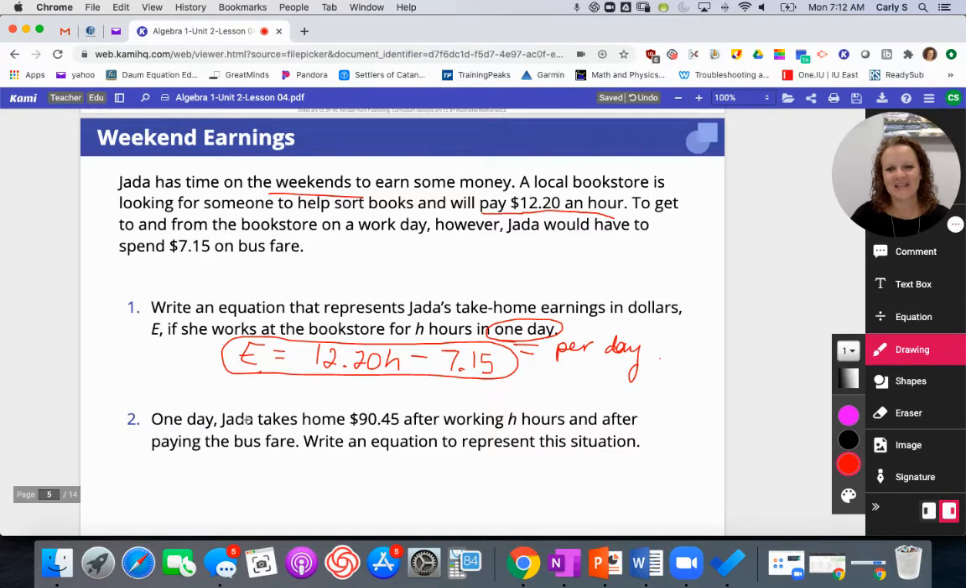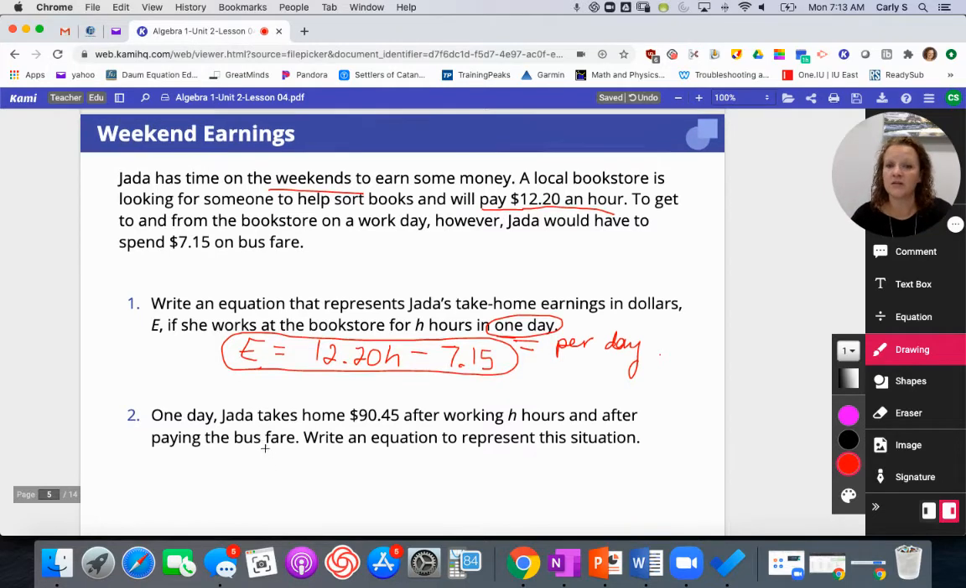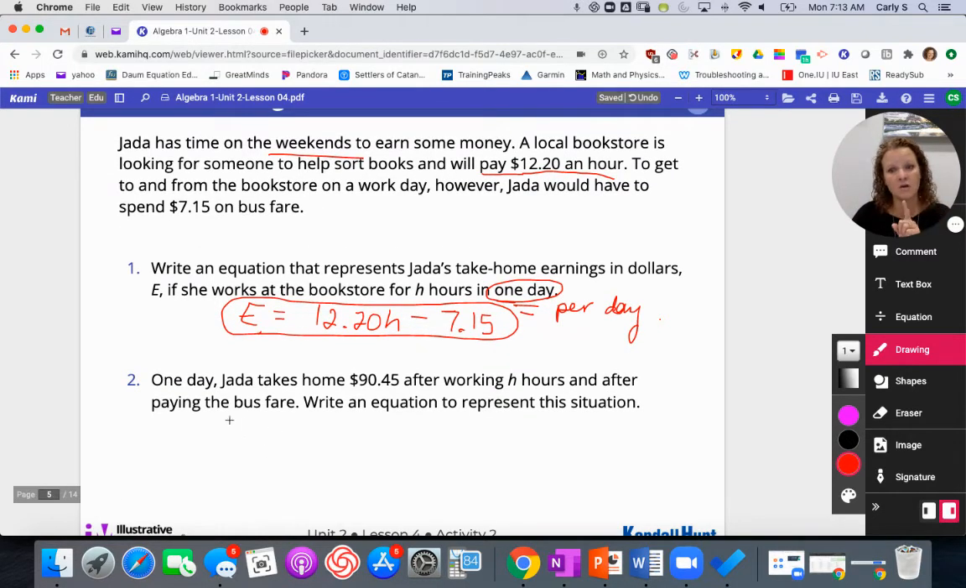All right, one day Jada takes home $90.45 after working 8 hours and after paying the bus fare. Write an equation to represent this situation. So she took home, so we're going to substitute $90.45 equals $12.20 times H minus the bus fare. So $12.20 an hour and paying bus fare, she made $90.45. That's good money. That's a lot of sorting of books.